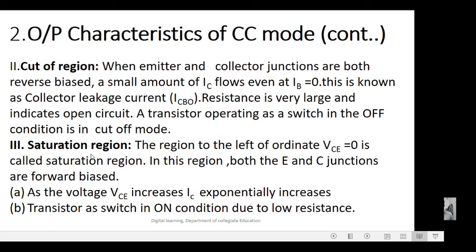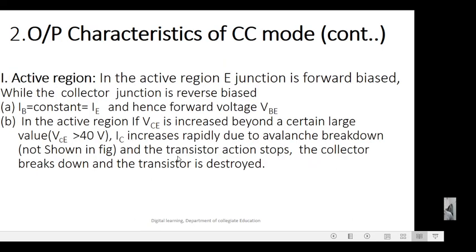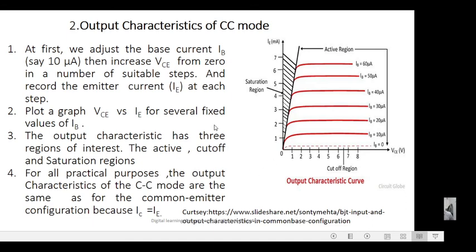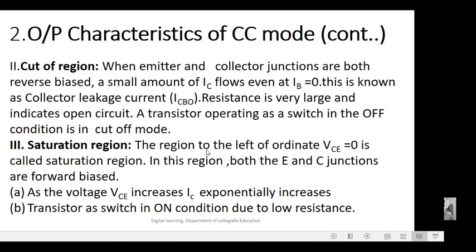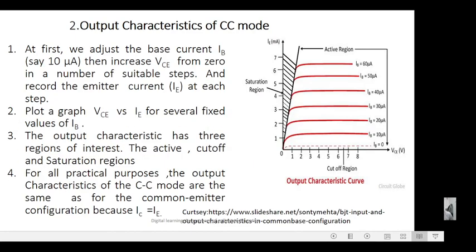Saturation region. The region to the left of the ordinate VCE equal to 0 is called the saturation region. In this region, both the emitter and collector junctions are forward biased. As the voltage VCE increases, IC exponentially increases. A transistor as a switch in the on condition has low resistance.